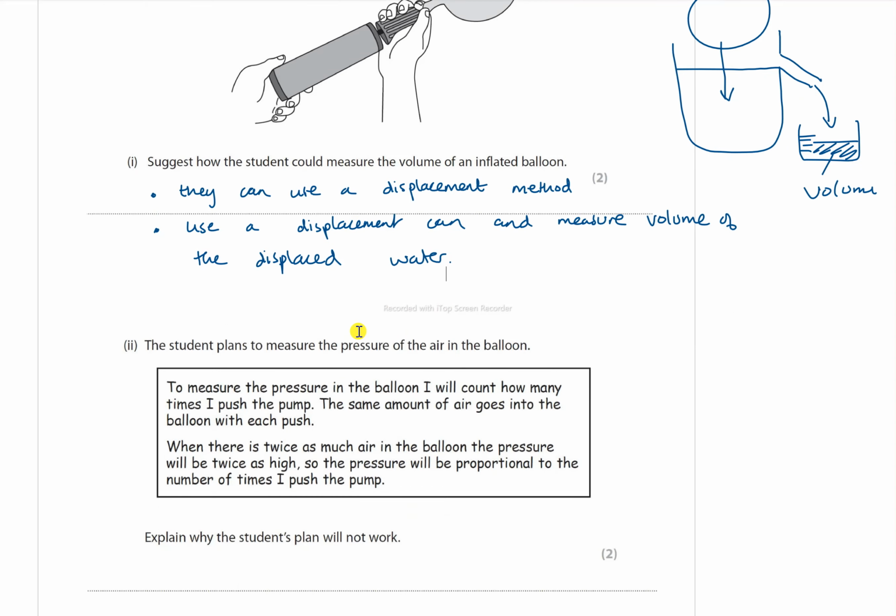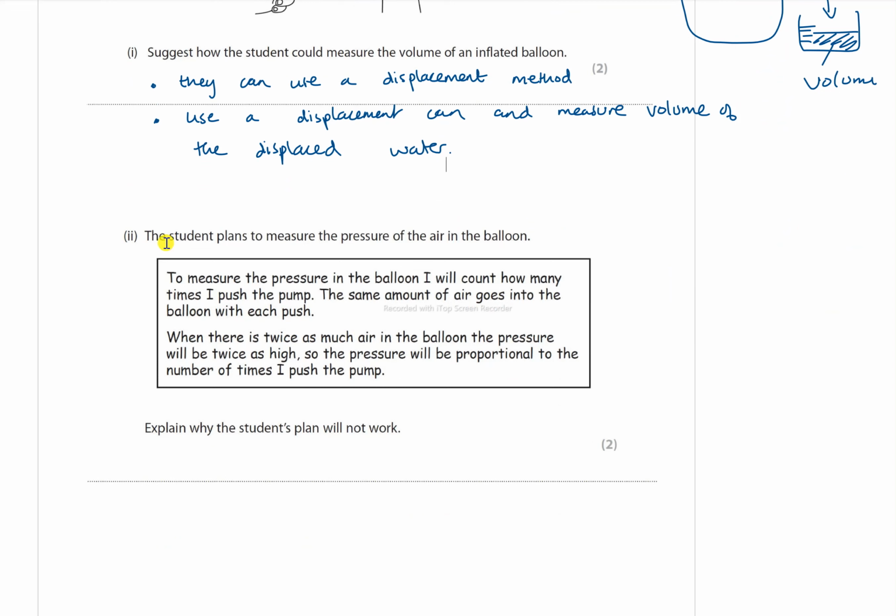Right, okay. The student plans to measure the pressure of the air in the balloon. To measure the pressure in the balloon, I will count how many times I push the pump. The same amount of air goes into the balloon each push. When there is twice as much air in the balloon, the pressure will be twice as high. So the pressure will be proportional to the number of times I push. Explain why the student's plan will not work.